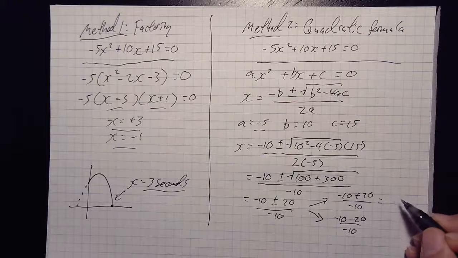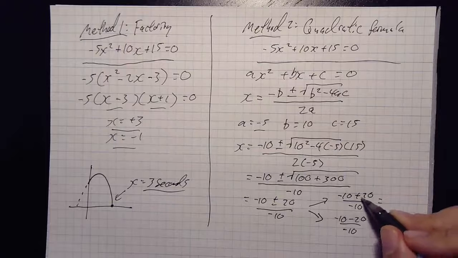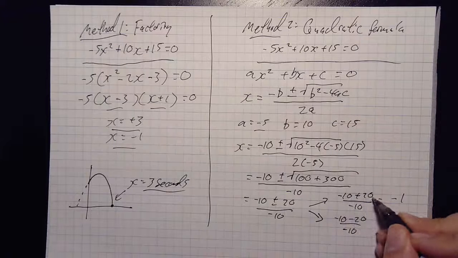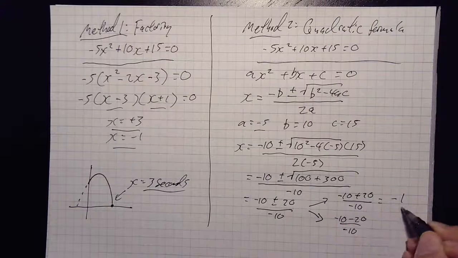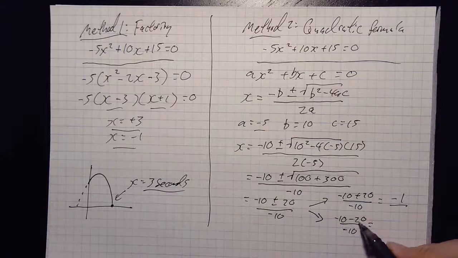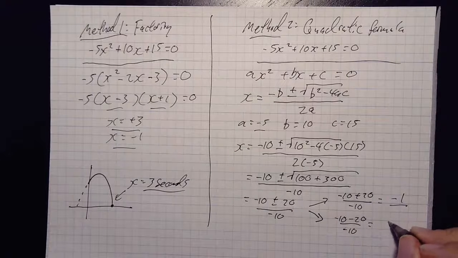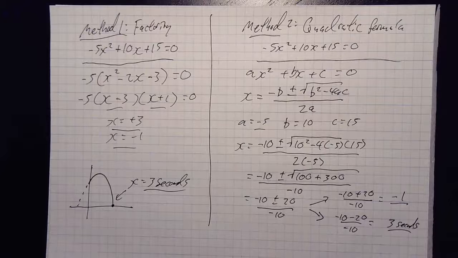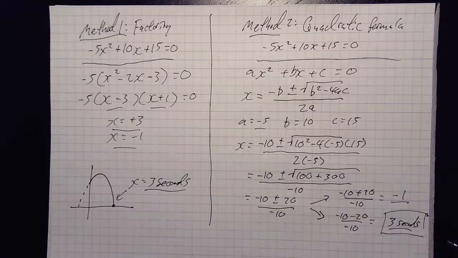From here, this will give me negative 1. Negative 10 plus 20 would be 10, over negative 10, gives me negative 1. And then this one over here, negative 10 minus 20 is negative 30 over negative 10, and that gives me a positive 3 seconds. So I can see there's only one solution that could possibly make sense. I'm looking at the positive solution for time, 3 seconds after it's thrown, is when it's going to hit the water.